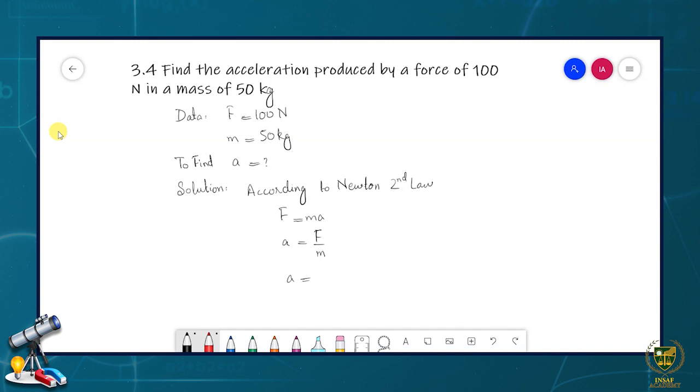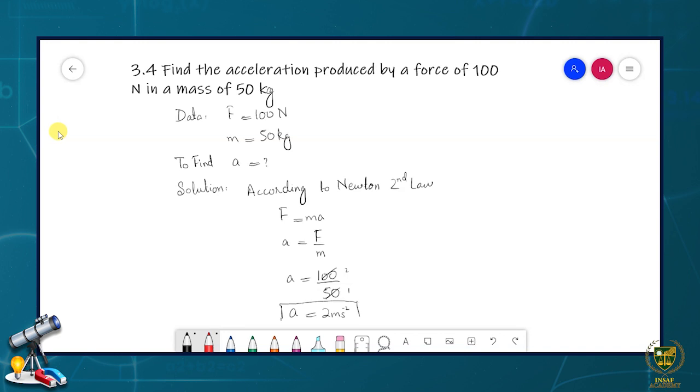So a is equal to, force is 100 Newton, divided by mass, which is 50 kilogram. So 50 ones are 50, and 50 twos are 100. So we can say acceleration a is equal to 2 meter per second square.